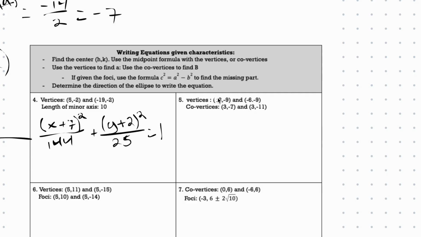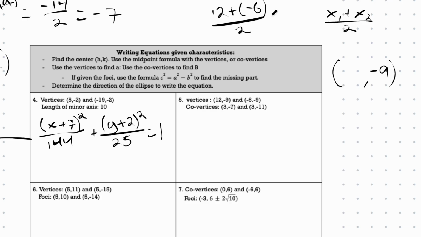So we want to find the midpoint between these two, and we're just going to do x1 plus x2 over 2. We could do the y portion, but the y portion stays the same, so we know what the midpoint between -9 and -9 is. For here, we're going to do 12 plus -6 over 2. We get 6 over 2, which is just 3. And so this is going to be our center, right, in between our vertices.